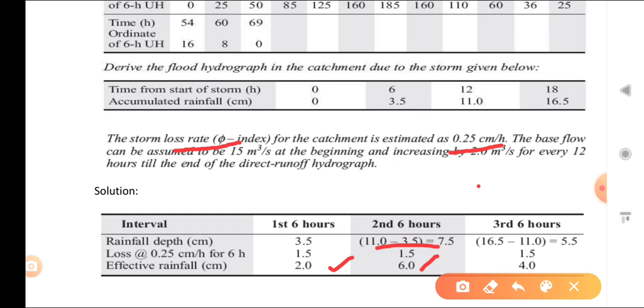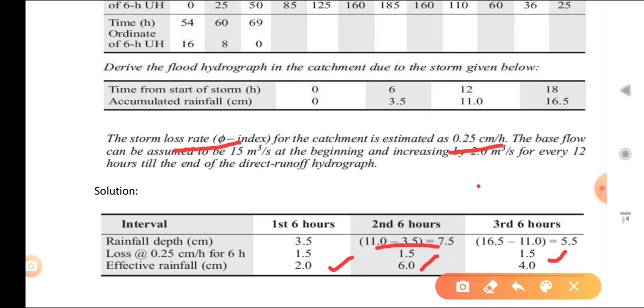So what is the effective rainfall? Simply you can subtract 1.5 from 5.5. How much will it be? 4. Okay. So now here you can see there are 3 storms. First storm 0 to 6, 6 to 12, and 12 to 18.